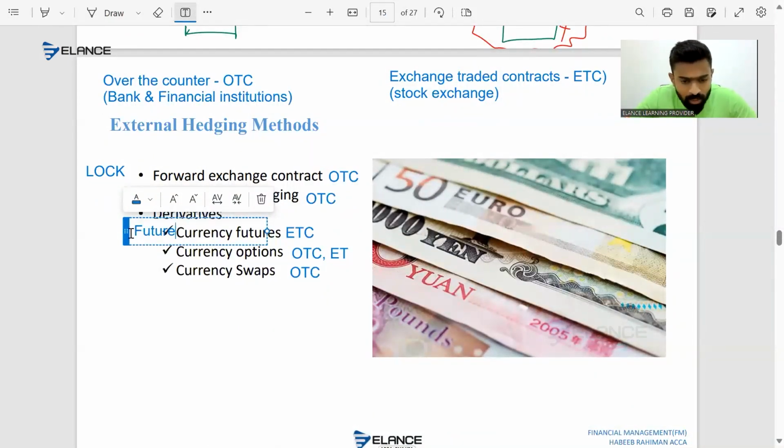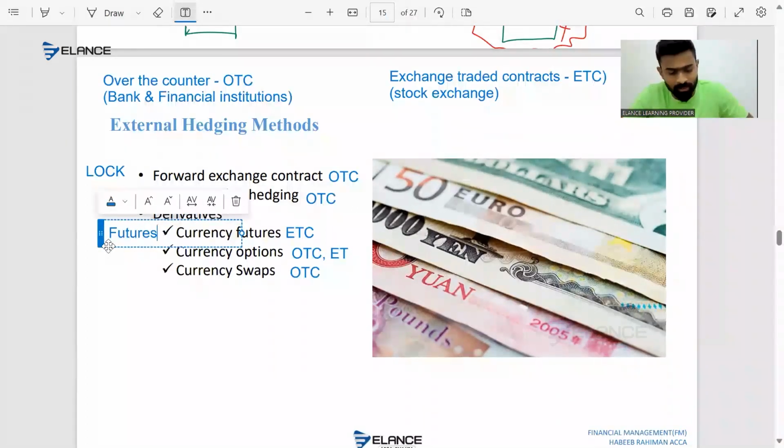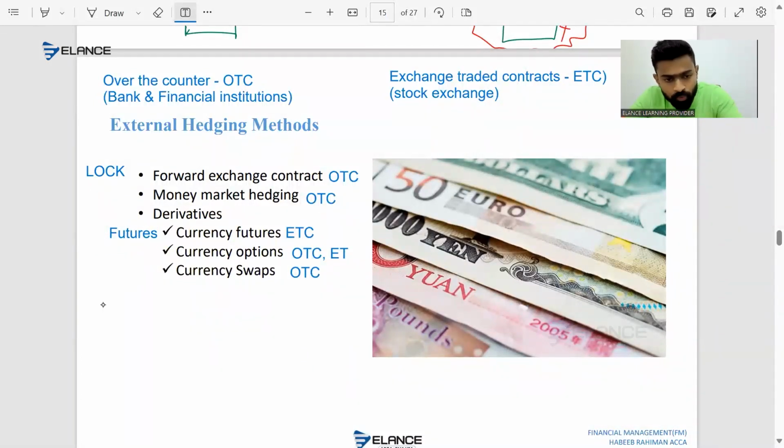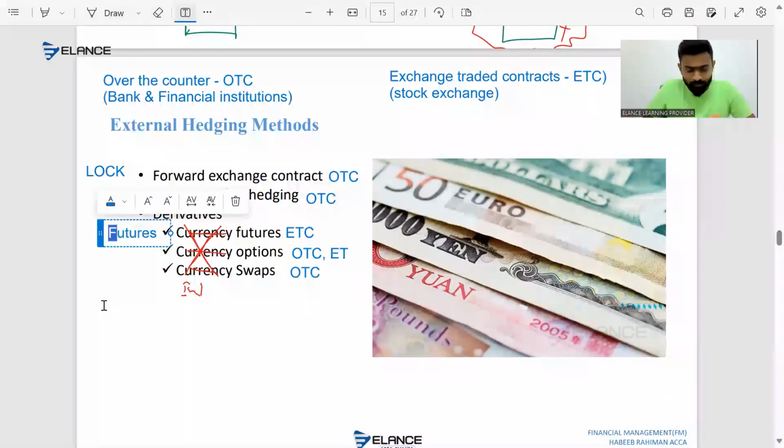Since we are learning forex rate, I made this terminology: currency future, currency option, currency swap. This is since it is a forex chapter. If it was an interest chapter, I'll write interest future, interest option, interest swap. So you can ignore this future, option, swaps. My mistake, I wrote futures again. This futures makes the result locked, same as forward.